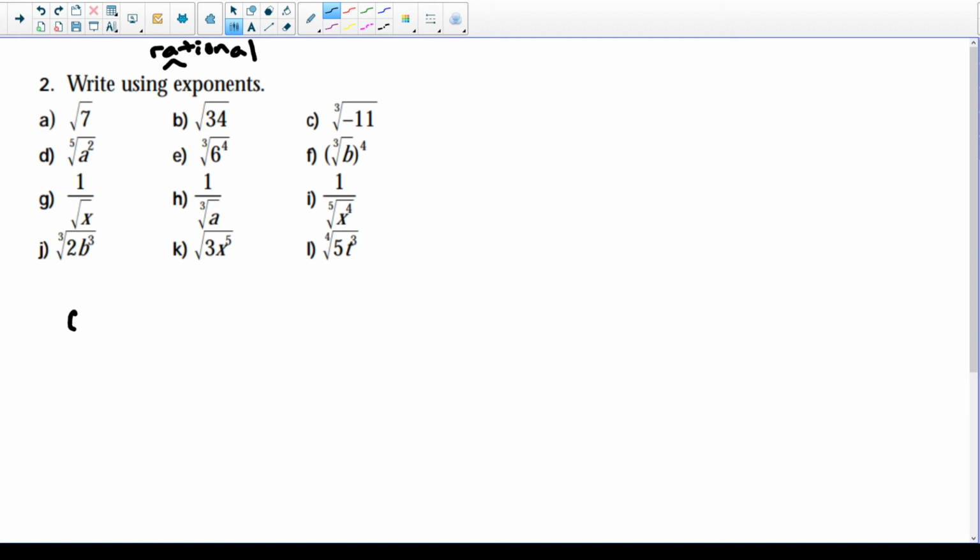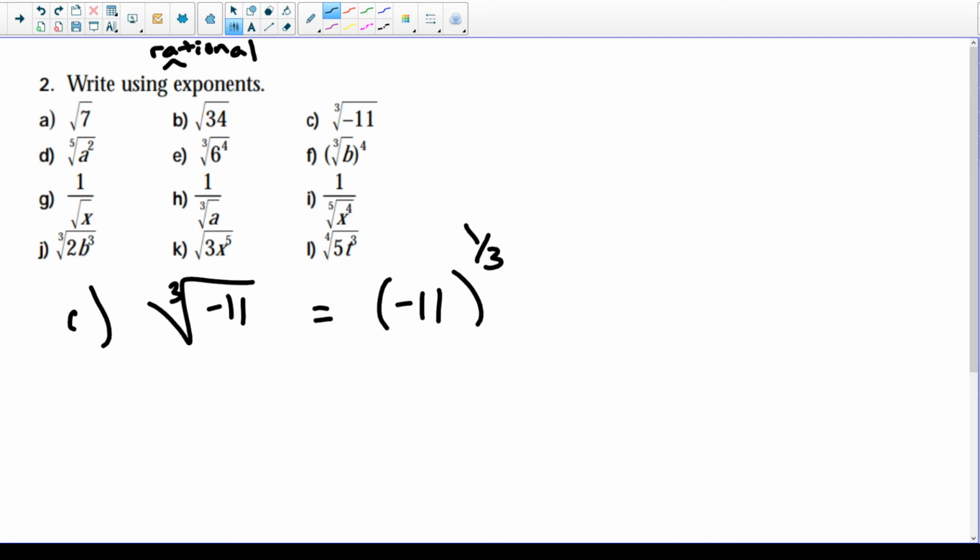So let's look at C. Well, my radicand is -11. What is my power going to be? Well, the index to the root is 3. That is my denominator. I don't have an outer power, so that's the way I would write that. Now, one thing to be careful of. What if somebody wrote it like this? I'd like to tell you to not do that.